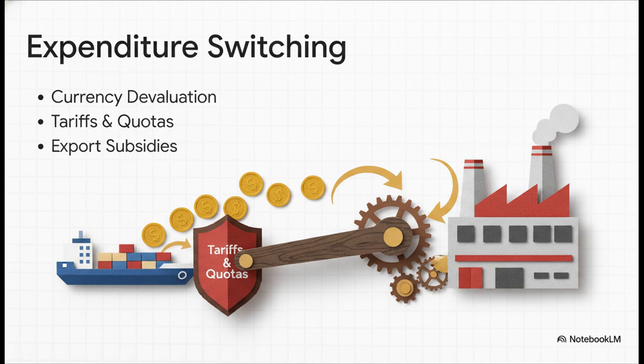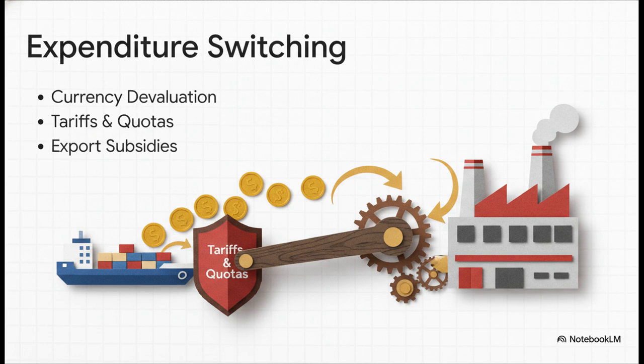Well, the source material points to something called expenditure switching policies. Rather than changing the total amount of money people are spending, which is what causes those job losses, governments try to shift what people are spending their money on. They try to switch demand away from foreign goods and back to domestic goods. How? They might intentionally devalue their own currency, instantly making foreign imports painfully expensive for their citizens, while making their own exports cheap for the rest of the world.